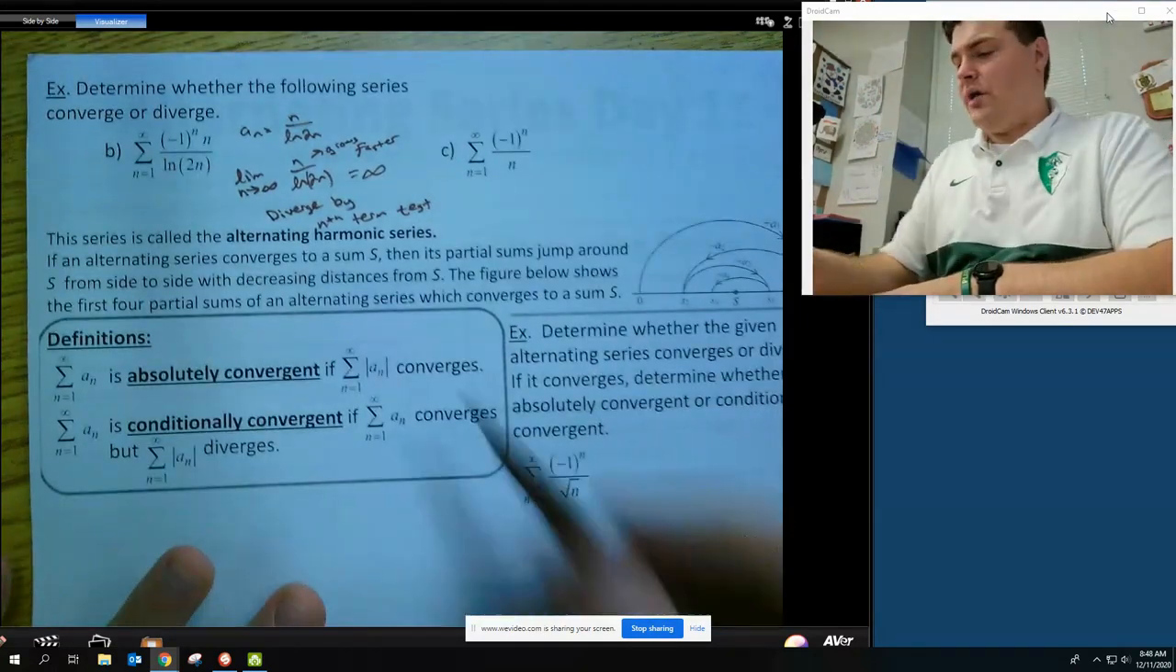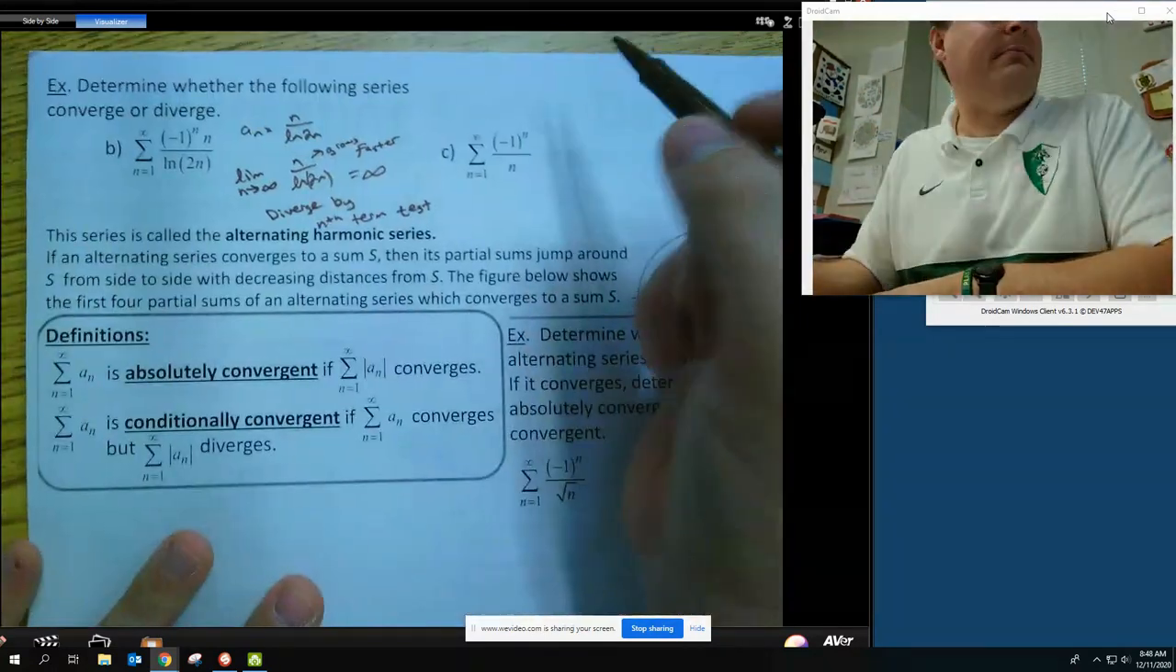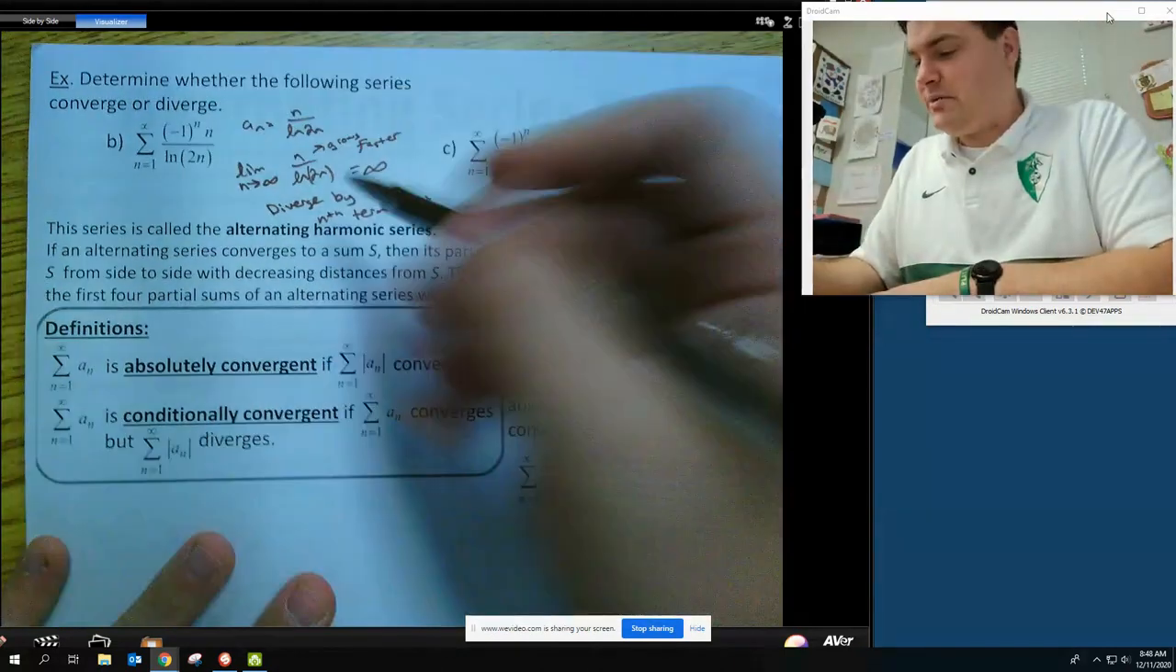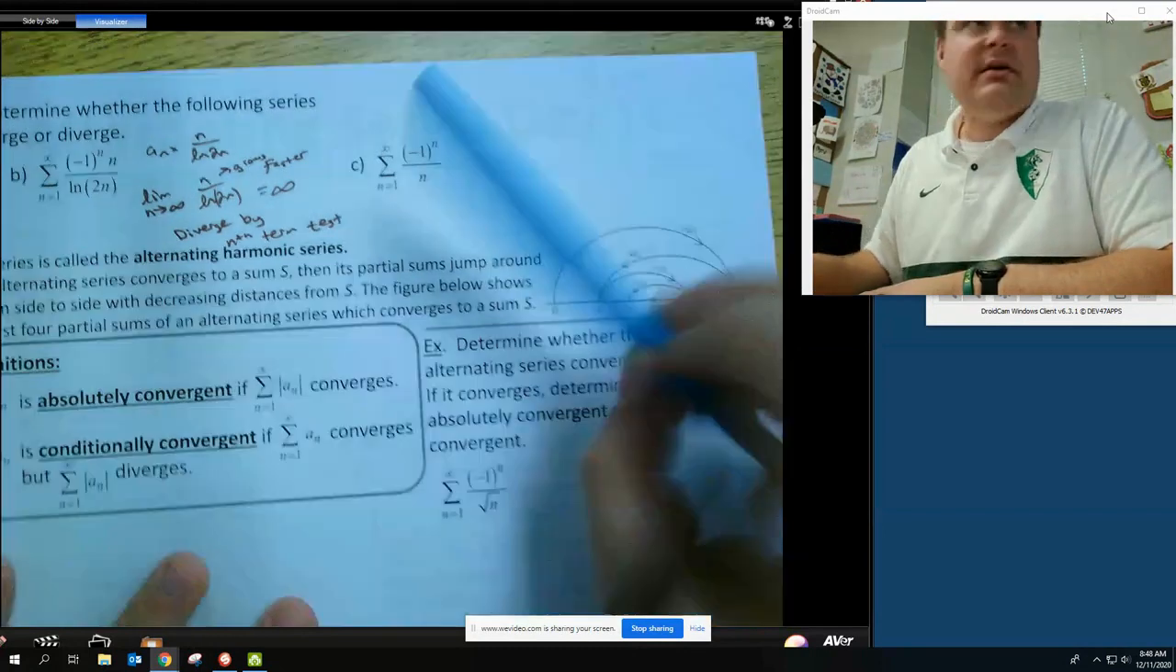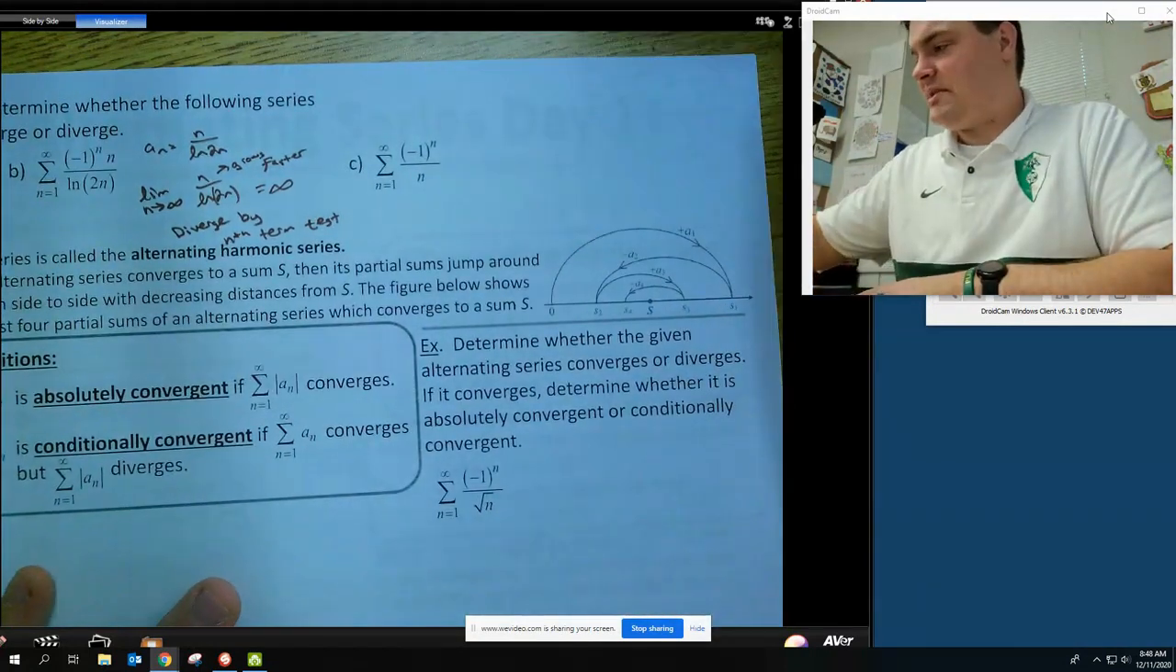All right, so these are two alternating series. But in these first two examples here, we're diverging by the nth term test, not the alternating series test. Don't worry, we'll do an example where we actually have to use the test here.